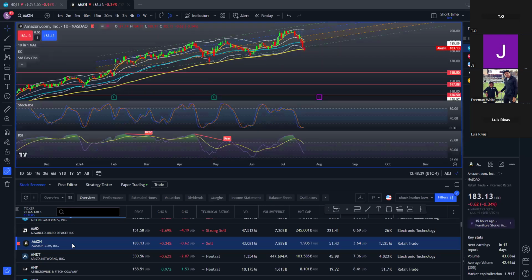Amazon looks just about ready. The 50 is still above the 100. Stochastic is oversold. I want to see if this is going to bounce off this 100 and push back up.